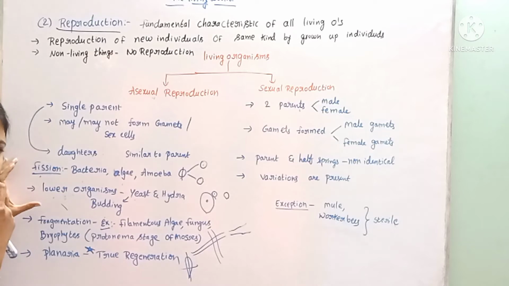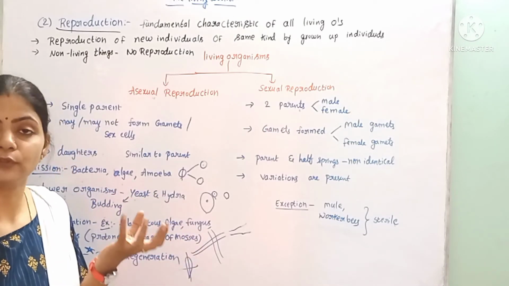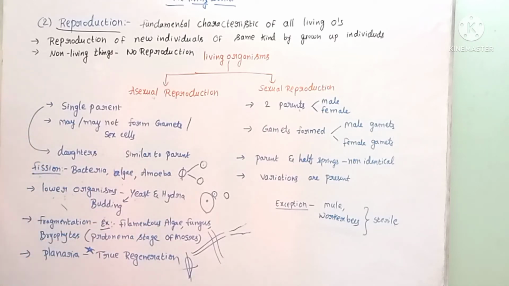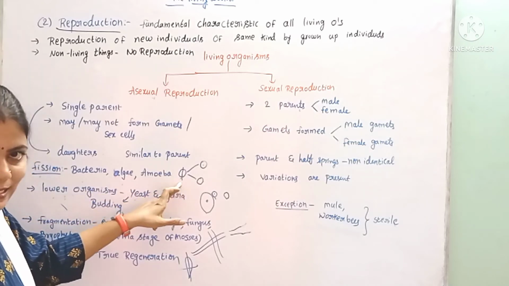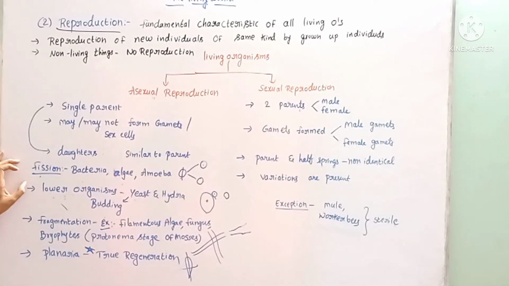There are different types of asexual reproduction, like fission, budding, fragmentation, regeneration, etc. The first one is fission. Fission means one cell divides into two cells. One cell grows fully, increases its size and divides into two. That is called binary fission, right? It is seen in bacteria, amoeba and algae. One cell grows in size and divides into two daughter cells. That is called fission.